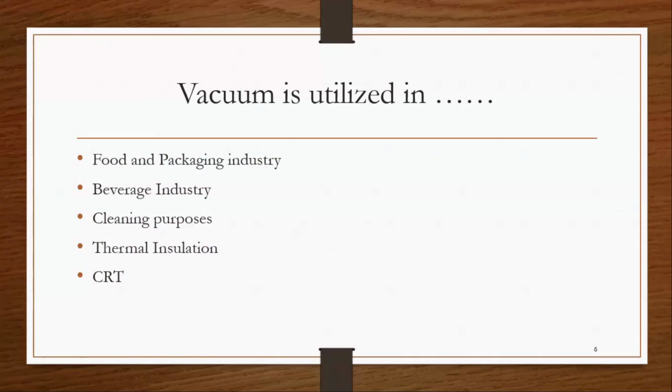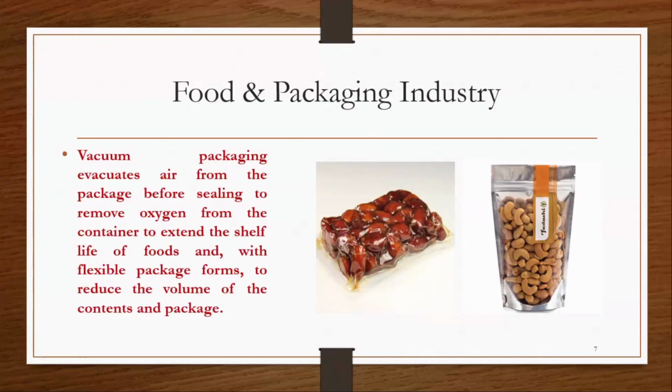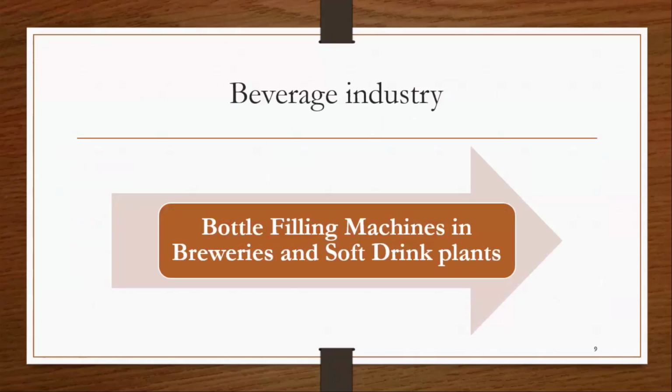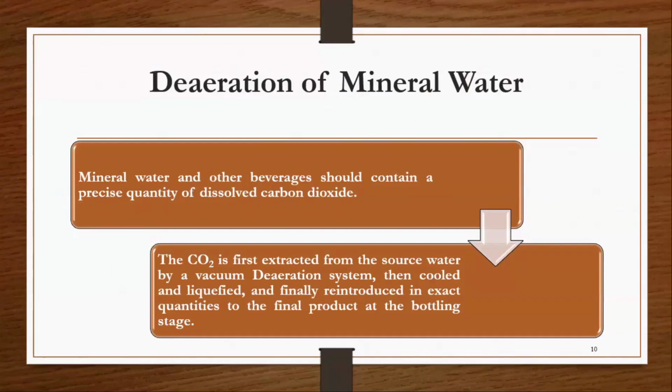Now, where is vacuum technology used? Food packaging, beverage industry, cleaning purpose, thermal insulation, cathode ray tube. In food packaging, to remove the air molecules inside the food packet, vacuum technology is used. In the beverage industry, bottle filling machines and soft drink plants, the vacuum is used. Deaeration of the mineral water, to remove the carbon dioxide from the water, the vacuum technology is used.